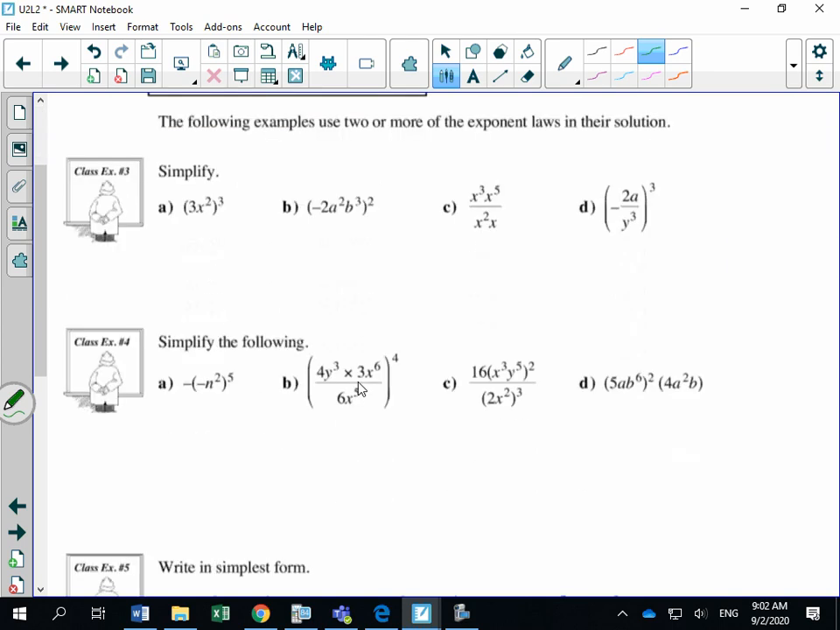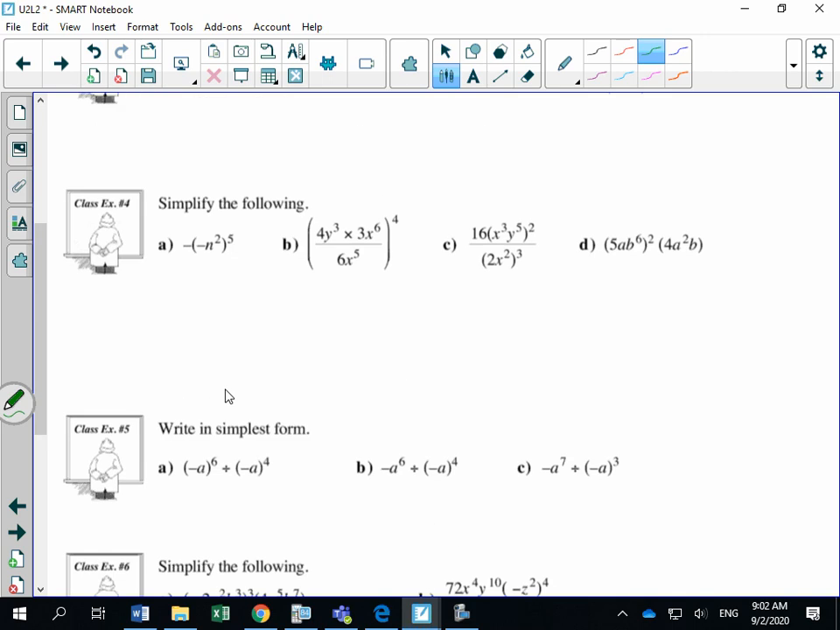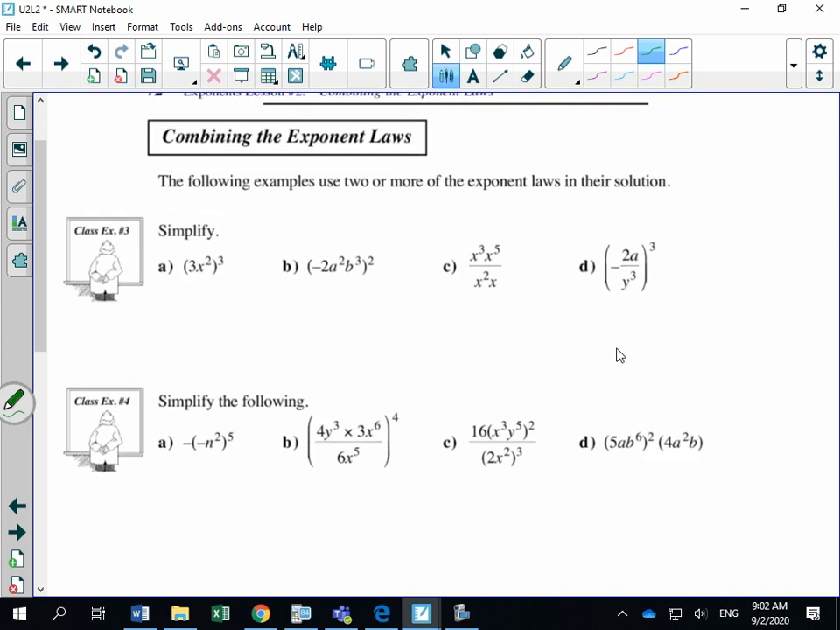What you're going to see, especially as we get to class example 6, is the questions are going to get much more complex. So you really just need to have a good understanding of these laws and how you would properly apply them. Number 3 should be a nice simple question. Pause the video and see if you can do A, B, and C. You may have a little bit of difficulty with the negative for D, but I want you to pause the video, see how much you can get, and then unpause the video and I'll go through the answers.